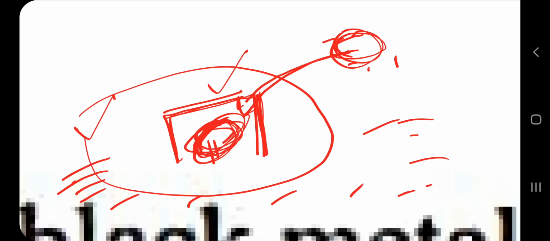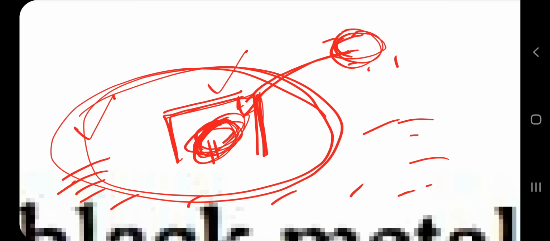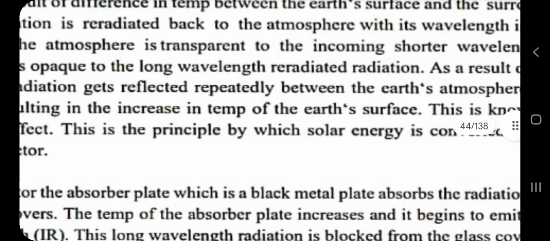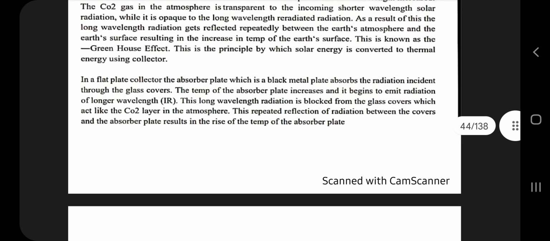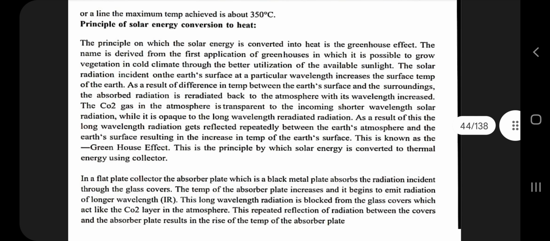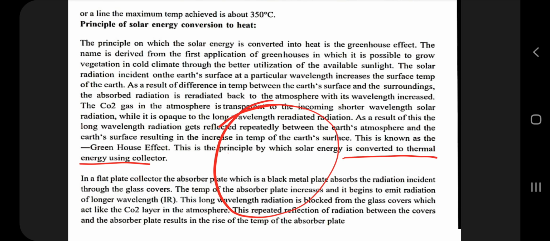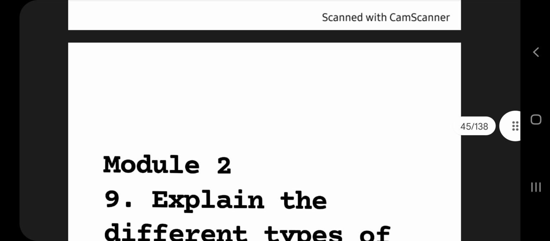When sunlight is trapped here, and there is a difference between the outer surface and inner surface, the carbon dioxide affects the wavelength. Because of this effect, the outer temperature will also increase. That is known as global warming. By using this phenomenon only, we make use of solar energy. By using this phenomenon only, we do the conversion to thermal energy using a collector. Go through it once and you will get a solid idea of what it is.